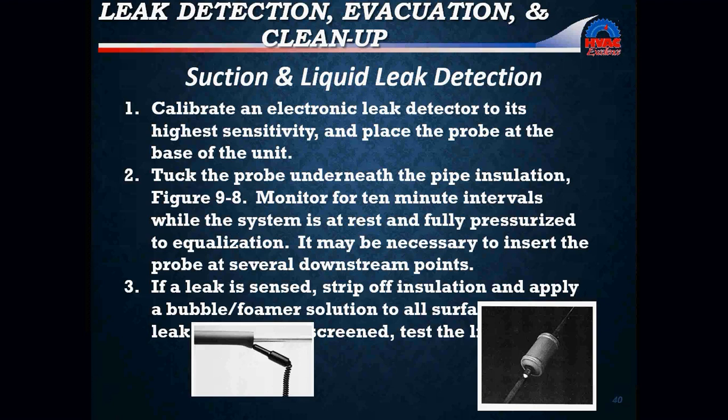Okay, calibrate your electronic leak detector to its highest sensitivity. Place the probe at the base of the unit. Tuck the probe underneath the pipe insulation. Monitor for 10-minute intervals while the system is at rest or fully pressurized to equalization. It may be necessary to insert the probe at several downstream points. If the leak is sensed, strip away the insulation, apply soap bubbles, and try to pinpoint that leak.